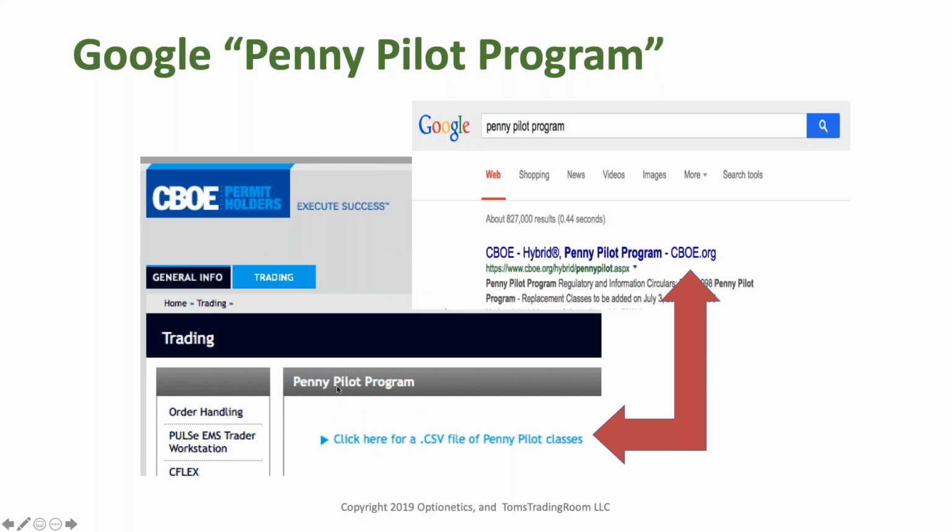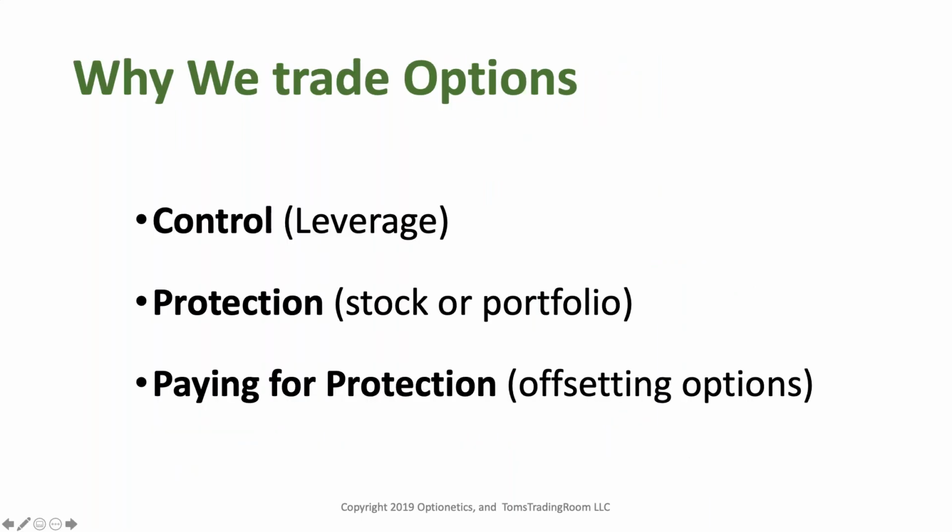The very first thing you'll see under Penny Pilot Program is "click here for a .csv file of Penny Pilot classes." When you click on that, it will download that spreadsheet for you. And now you've got all the Penny Pilot stocks and options that you can work with, right? So what you've done, in essence, is taken the thousands and thousands of stocks and the 4,000 plus optionable stocks, and brought that down to about 400 stocks. So you're really dealing with the top 10% of all optionable stocks.